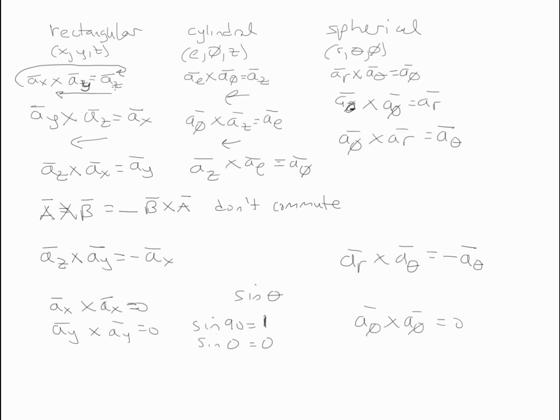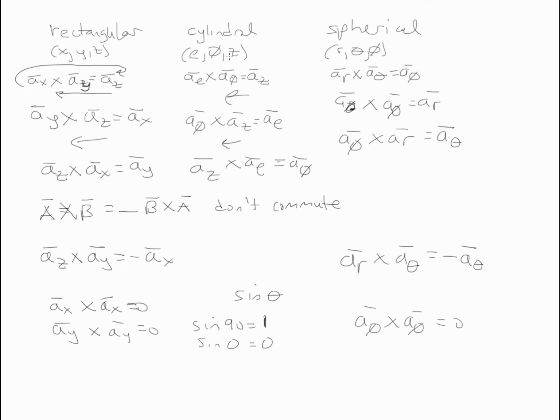And then to get the other ones, as I've drawn an arrow here, you just move everything down one and then loop around the last one. So we move the AY over, the AZ over, so we got AY cross AZ, and then we have AX looping around is equal to AX, and then likewise we do it one more time. We've got AZ cross AX is equal to AY. And so that gives you the three cross products for the rectangular.